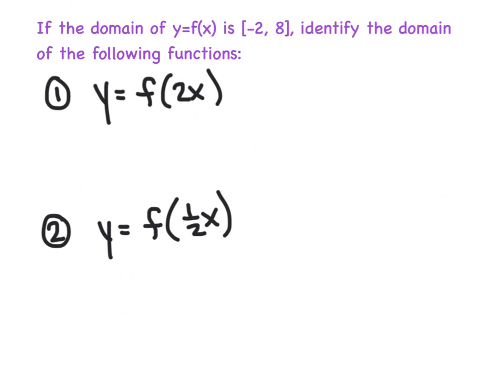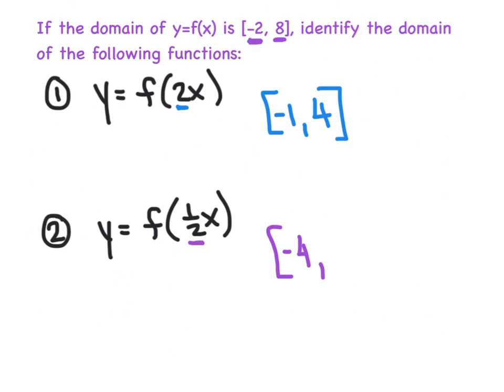Start with your x-min divided by 2, and the new x-min is -1. Or we'll take the x-max divided by 2, and we'll get a new x-max of 4. So there's your new domain. Let's try the next one. Start with your min divided by 1/2, and that's going to be -4. Or we could take the x-max of 8 divided by 1/2, and that would be a new x-max of 16.